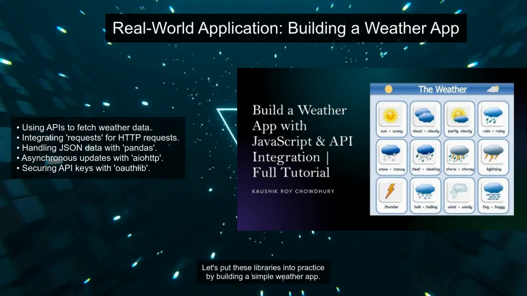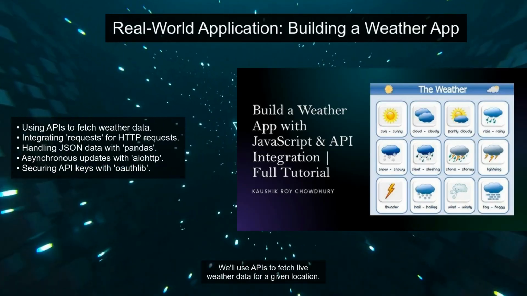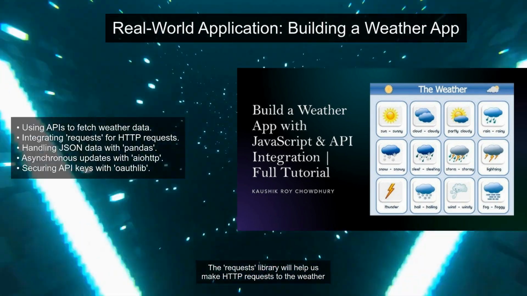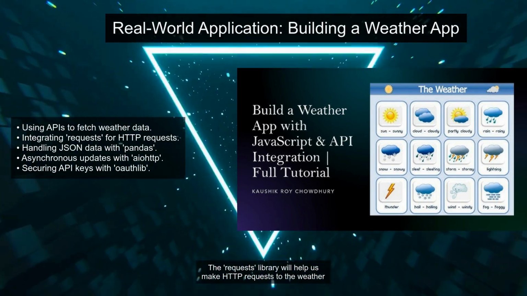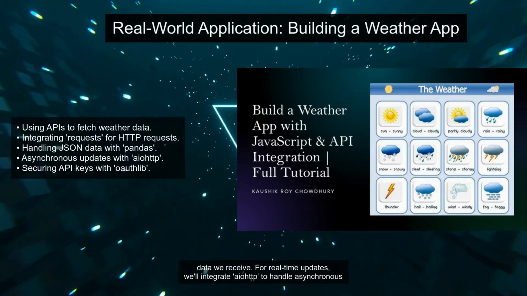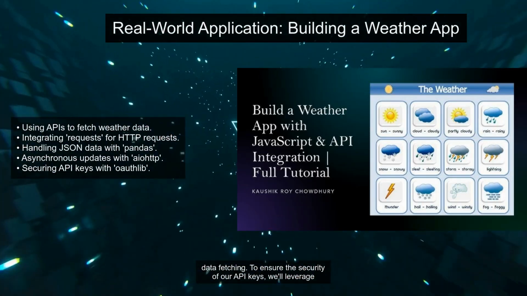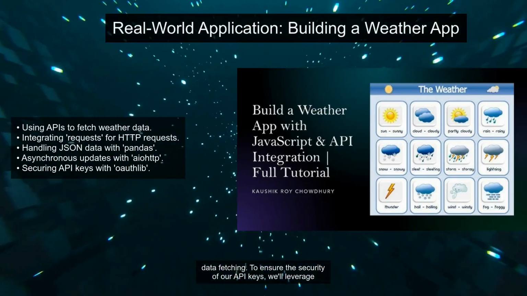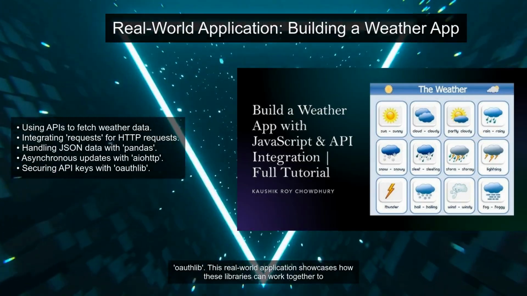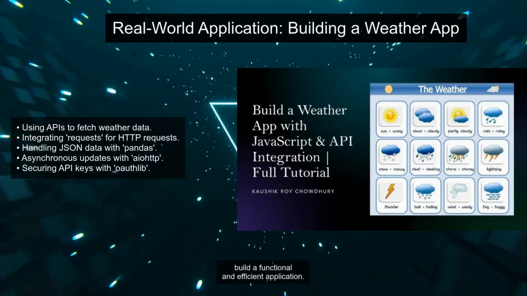Let's put these libraries into practice by building a simple weather app. We'll use APIs to fetch live weather data for a given location. The requests library will help us make HTTP requests to the weather API, while pandas will be used to handle and manipulate the JSON data we receive. For real-time updates, we'll integrate aiohttp to handle asynchronous data fetching. To ensure the security of our API keys, we'll leverage oauthlib. This real-world application showcases how these libraries can work together to build a functional and efficient application.